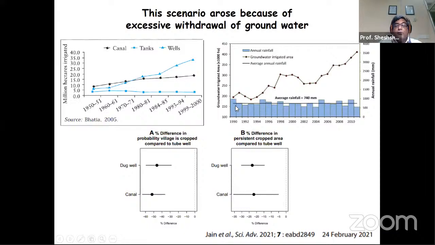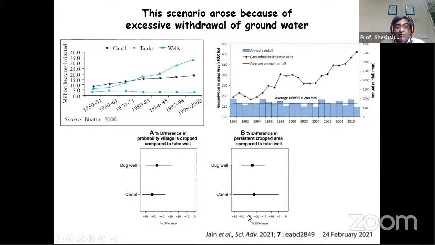For the past, I think, 20 years or so, there has not been a significant change in the average rainfall over the country, though there are some deviations, which we call anomalies in atmospheric sciences. But what is increasing significantly is the withdrawal of water from the ground, or from the water table. So the groundwater is disappearing.